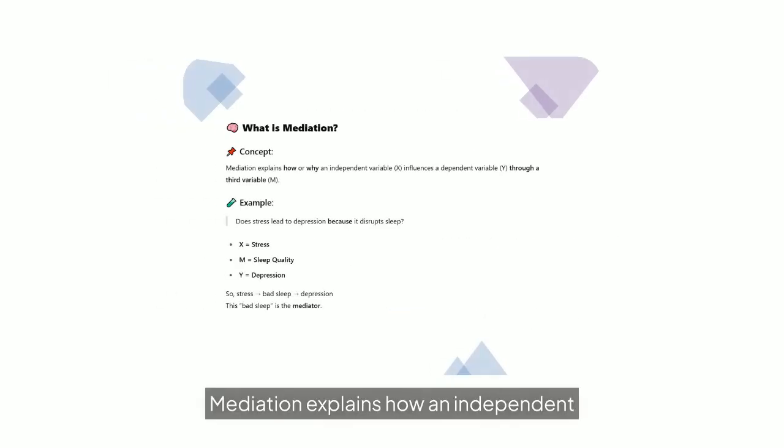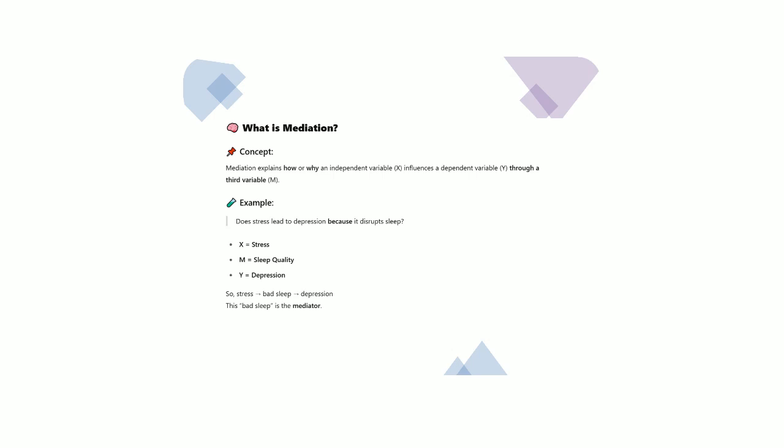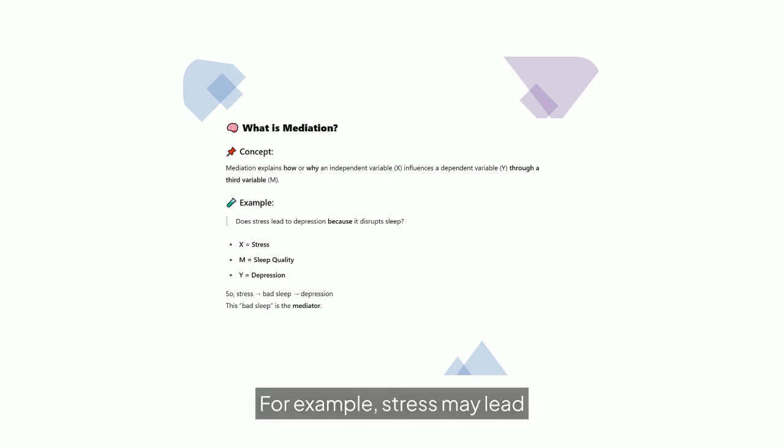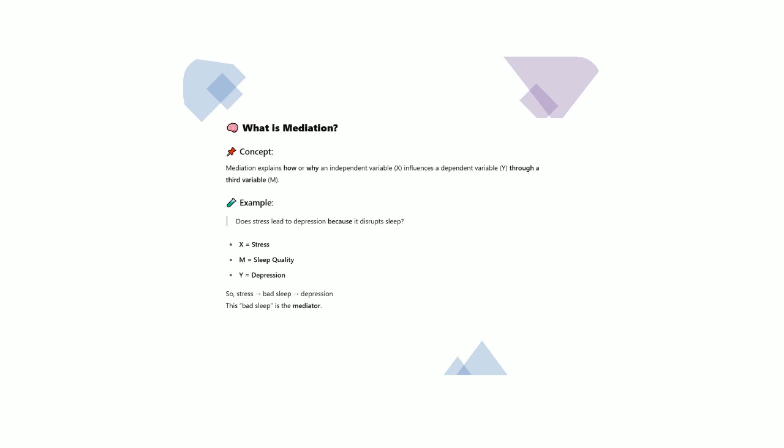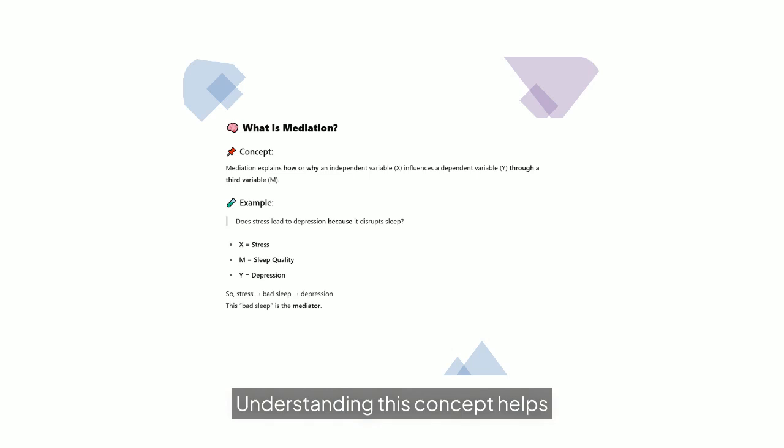Mediation explains how an independent variable affects a dependent variable through a third variable. For example, stress may lead to depression by disrupting sleep quality. Here, sleep quality acts as the mediator. Understanding this concept helps in identifying the underlying mechanisms in data relationships.